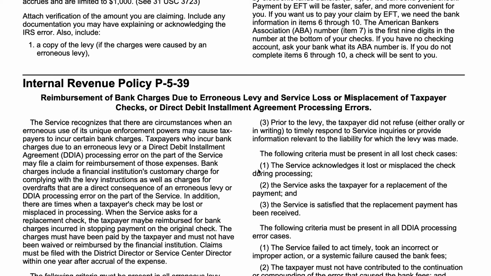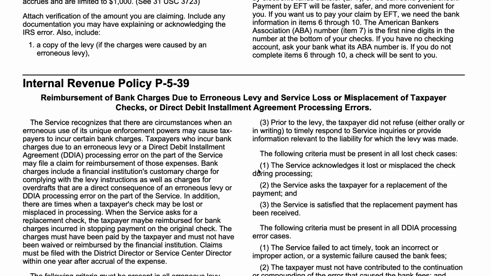There are three broad categories of bank charges that the IRS will reimburse you for. The first one would be any charges due to an erroneous levy of your financial assets. When it comes to IRS levies, the banks do have permission to apply any applicable charges that may be imposed in addition to the levy.